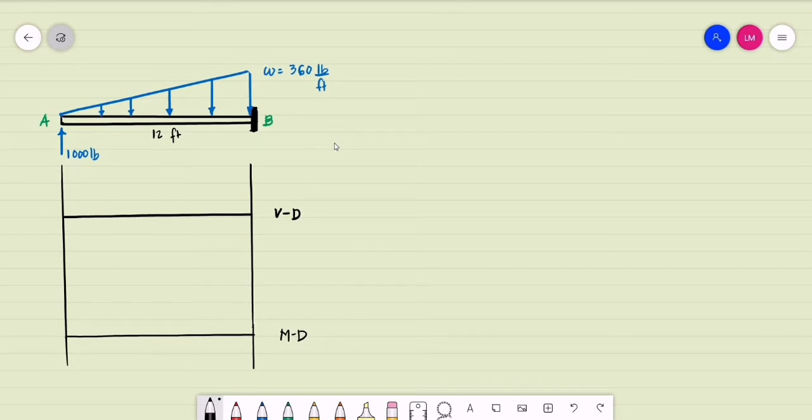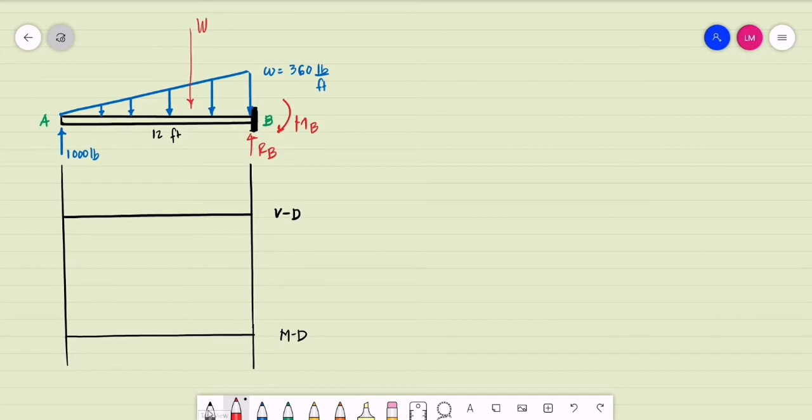To start our solution, let us first compute for the support reactions. We have at B, let's say, R sub B that is assumed to be upward. And since it is a fixed support, we have a moment at B, which I assume to be clockwise. We don't have a horizontal force. For the varying load, let us compute for the single equivalent force. Let's say this is W.